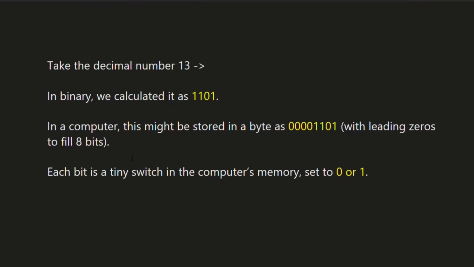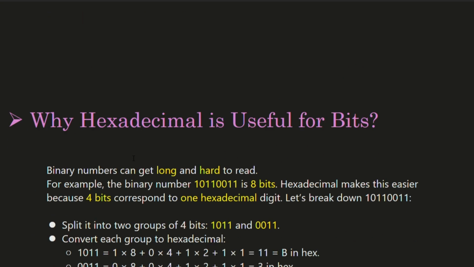Let's see how a number is stored in bits. Take the decimal number 13. In binary, we calculated it as 1101. In a computer, this might be stored in a byte as 00001101, with leading zeros to fill 8 bits. Each bit is a tiny switch in the computer's memory, set to either 0 or 1.